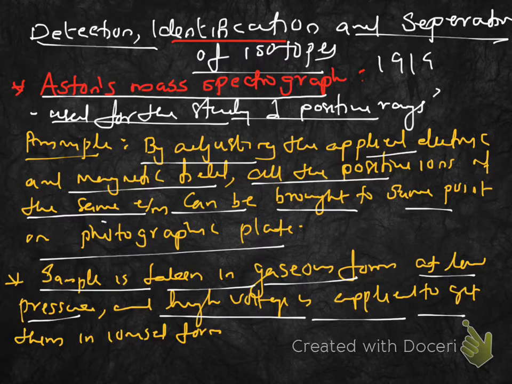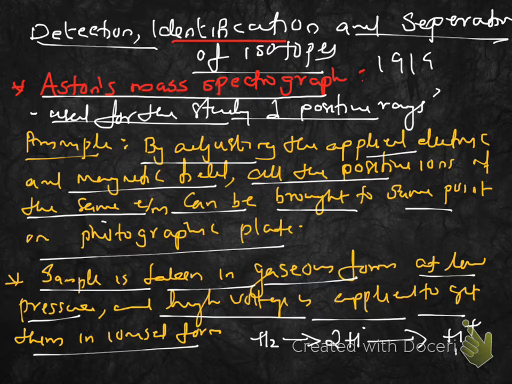them into ionized form. For example, if you take hydrogen gas, on applying high potential they will change to hydrogen atoms, two hydrogen atoms by the cleavage of the bond between them, and this electron gets ionized and H plus ions are formed during this process. This can happen in case of any element.